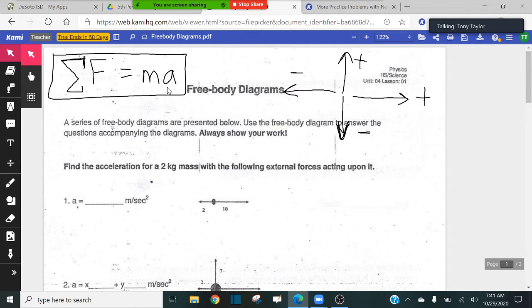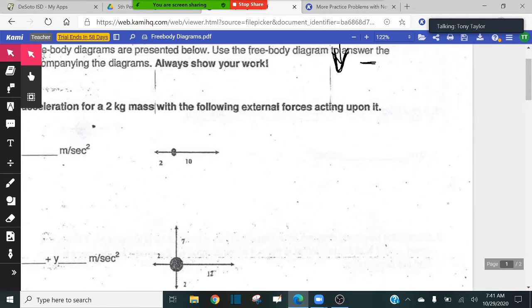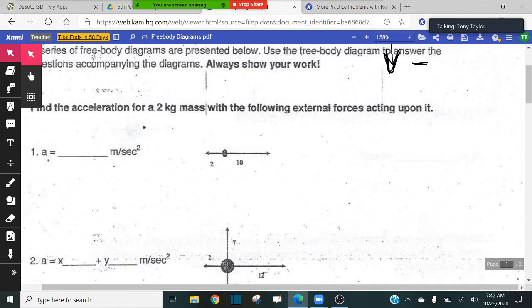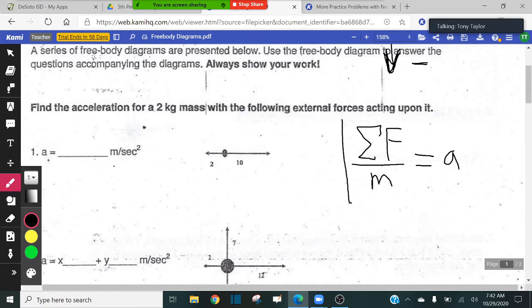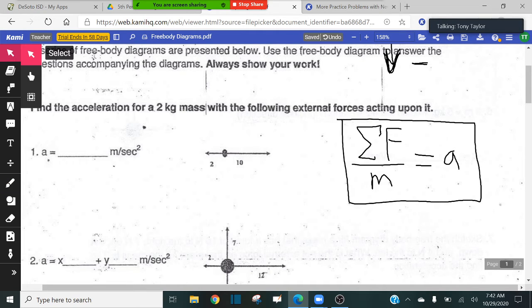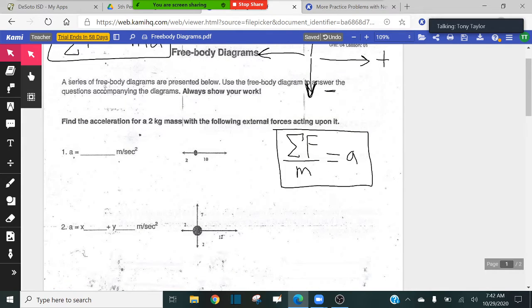If I take this equation and rearrange it and solve for acceleration, meaning I'm getting A by itself, then I would divide by mass, and that would go away. Whatever I do to one side of the equation, I would have to do to the other. So that means my equation for acceleration is just the sum of my forces divided by mass is equal to acceleration. Okay. So this is the equation we're going to use to find acceleration.